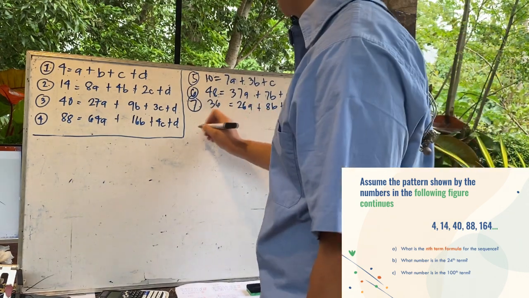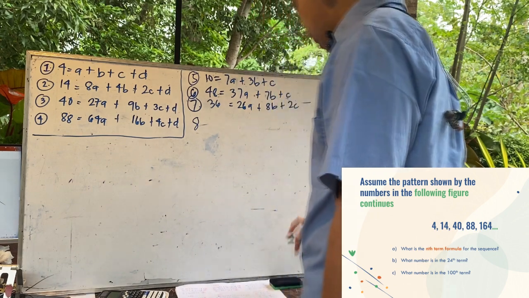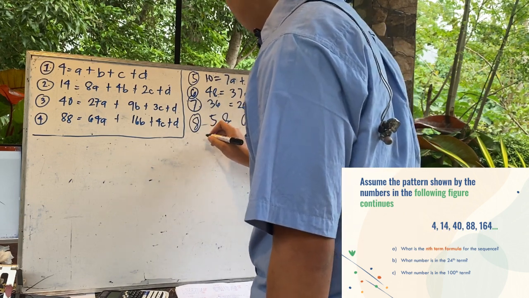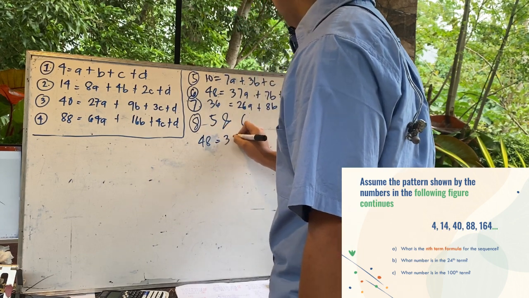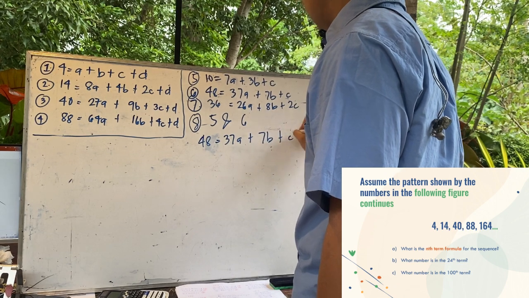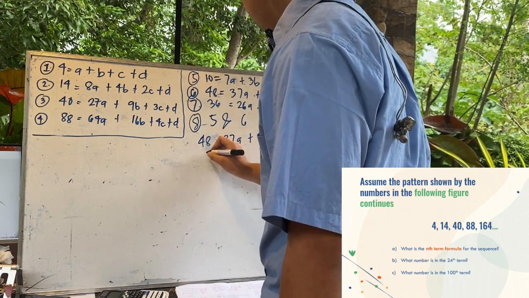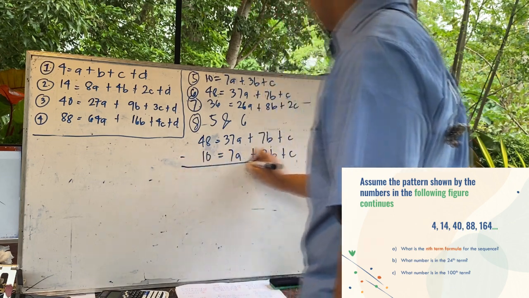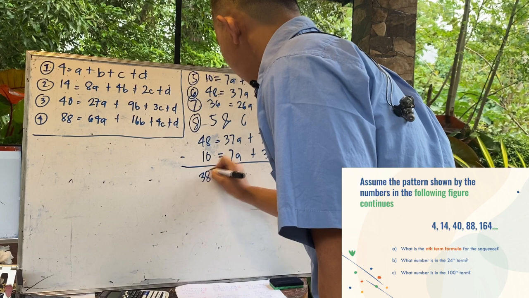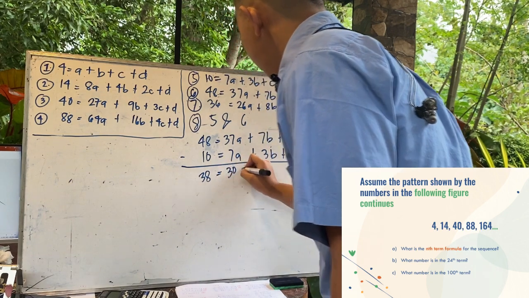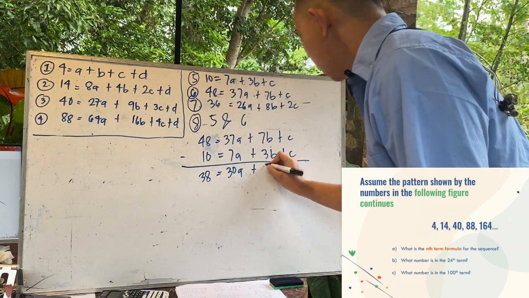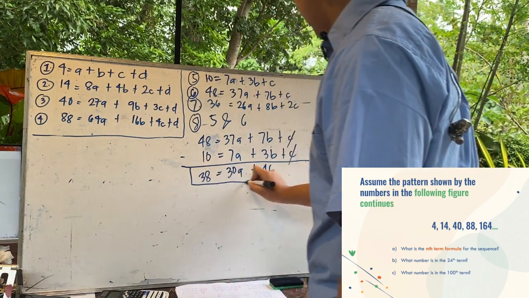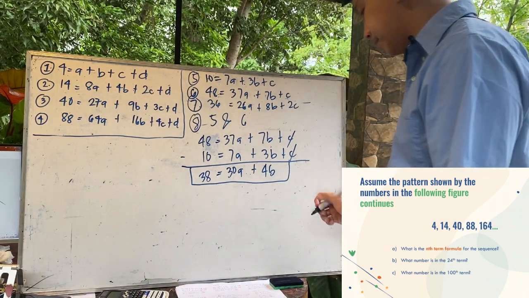And now for equation 8, we have to do the same process. We have to subtract equation 5 and equation 6. So equation 6 is 48 equals 37a plus 7b plus c. Equation 5 is 10 equals 7a plus 3b plus c. And now we subtract. 48 minus 10 is 38 equals 37 minus 7 is 30a plus 7 minus 3 is 4b, and c minus c is 0. So our equation 8 is 38 equals 30a plus 4b.